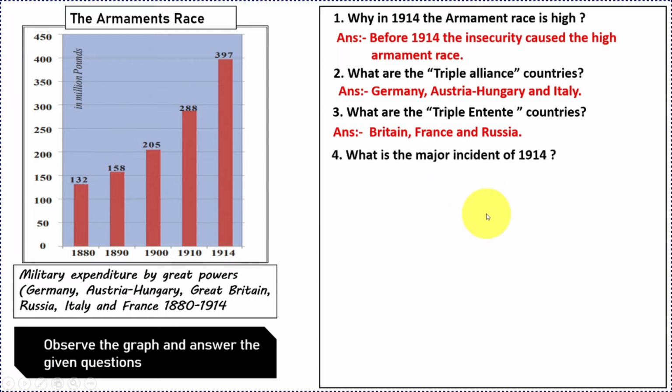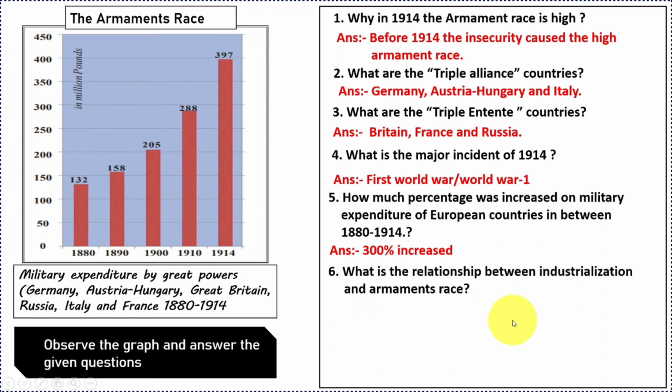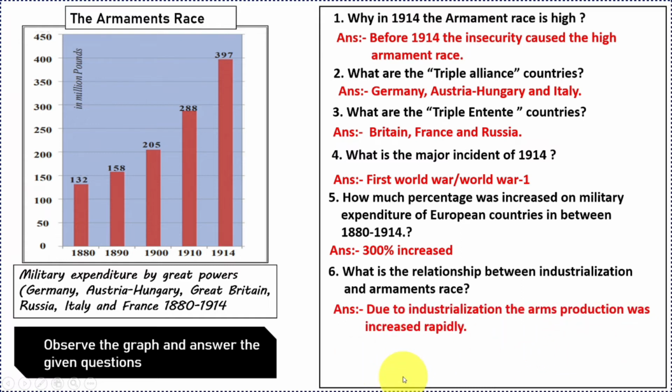What is the major incident of 1914? In 1914 what happened? It was First World War or World War I. How much percentage was increased in military expenditure of European countries between 1880 to 1914? See here, it was 132 in 1880, whereas 397 in 1914. So around 300% increase was there in armament, military expenditure. What is the relationship between industrialization and armaments race? When there are more industries, due to industrialization, the arms production increased rapidly.